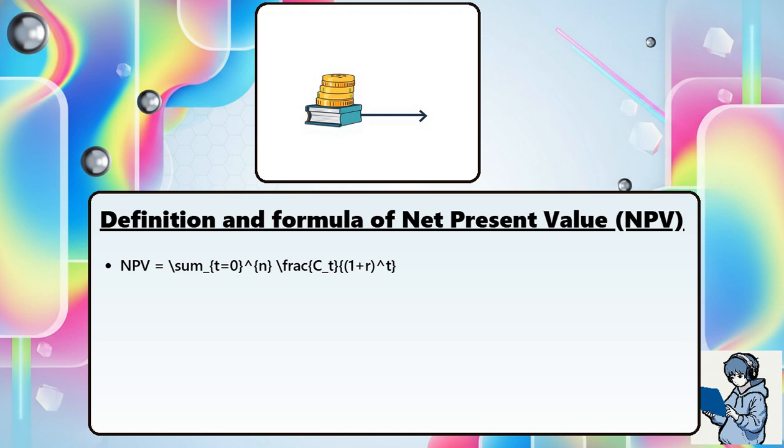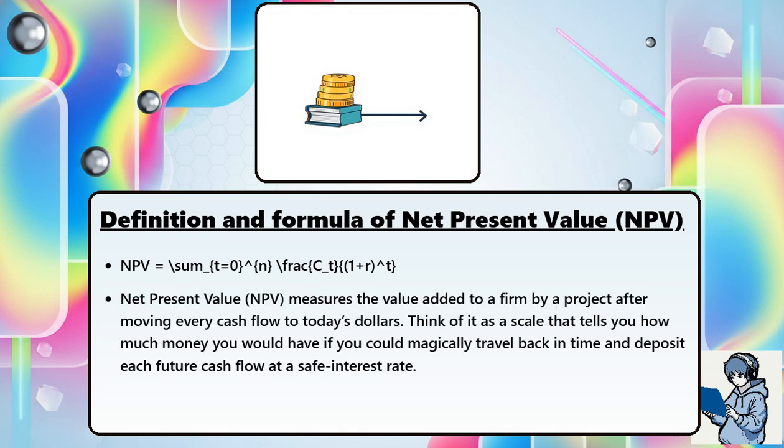NPV equals the sum from t equals 0 to n of C sub t divided by (1 plus r) to the t power. Net present value, NPV, measures the value added to a firm by a project after moving every cash flow to today's dollars. Think of it as a scale that tells you how much money you would have if you could magically travel back in time and deposit each future cash flow at a safe interest rate.